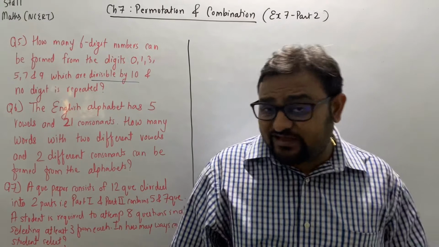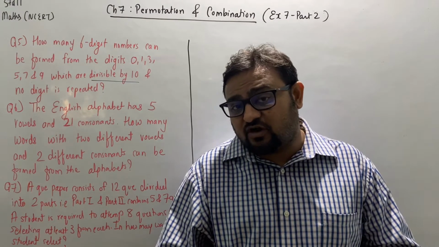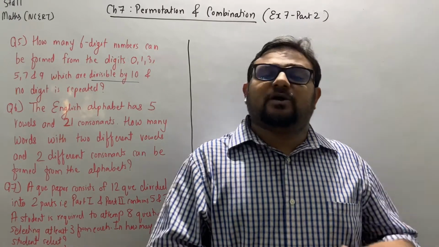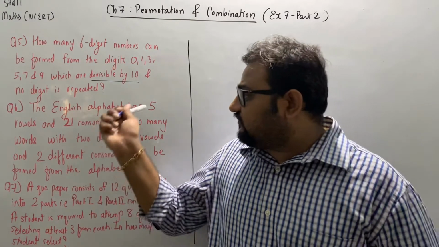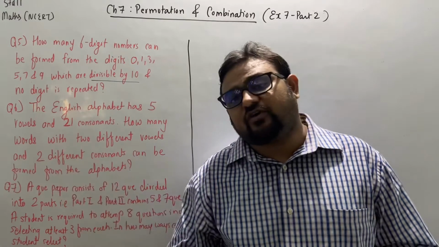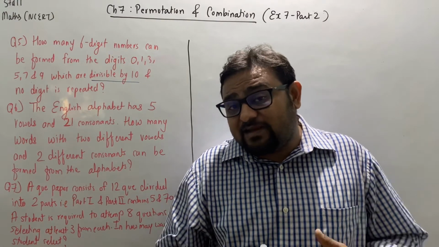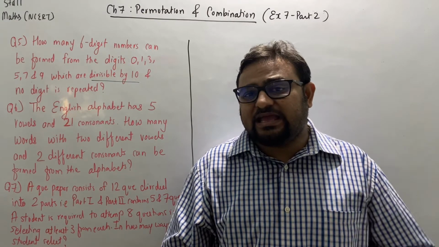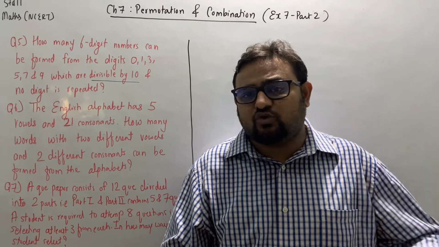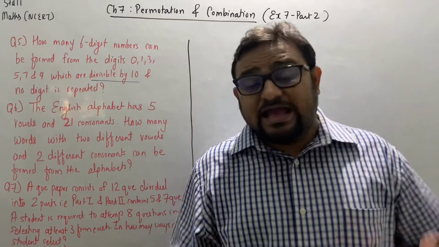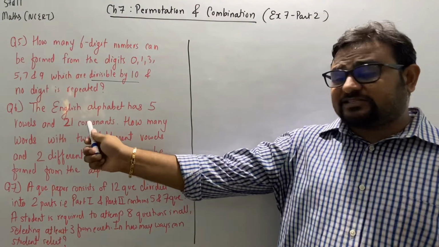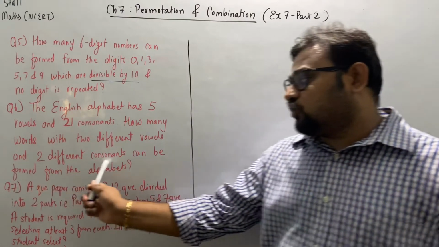Now see, this question consists of combination as well as permutation. From the five vowels, we have to take two different vowels, so that can be any two, like A, E, I, O, U. And similarly, from 21 consonants, again we have to select two consonants.